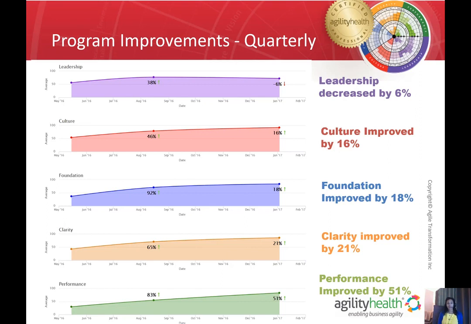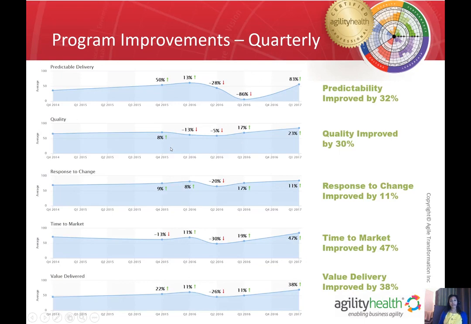Another really powerful view is being able to look at program improvements quarterly. So for this program, we can see for leadership, there was a decrease. We can see for culture, there was an improvement of 16%. For foundation, we improved. And for clarity, there was an improvement. And for performance was an improvement. So it's really important to be able to see how we are doing, not just across the program overall, but over time. Are we improving from our first retrospective, our baseline that we did, to the next quarter that we took this assessment?